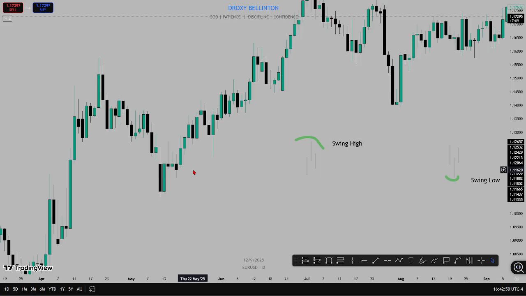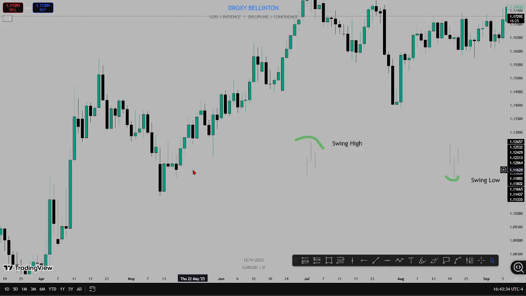A swing high can appear in between what? Two bullish candles. And a swing low can appear between what? Three bearish candles. And a swing high can appear between three bullish candles. Do you understand? It doesn't matter if the three candles are green or black. The fact that the middle one's high is higher than the one on the left and the one on the right, then it's a swing high. In the same way, if the middle candle's low is the lowest of the candle on the left and the candle on the right, it's a swing low.